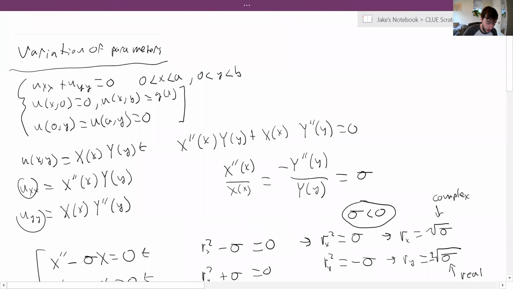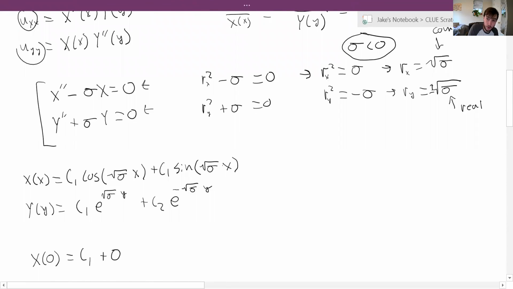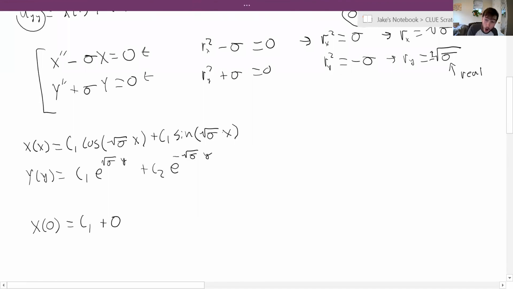Now, why is this interesting? Well, we know that if we look at these boundary conditions here, u of 0 comma y means we're plugging in 0 everywhere we have an x. Okay. Remember, because our u is x times y, the x of x encapsulates every single occurrence of an x in our final form. What that means is we know that x of 0 must be 0.